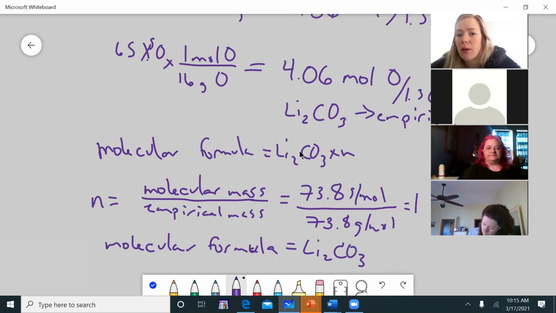That happens a lot when you have salts, right? Or a metal combined with some sort of non-metal. So don't be freaked out if your molecular and your empirical are the same, if your n value happens to come out as 1. Any questions on that?